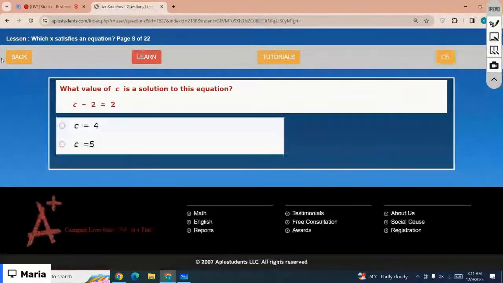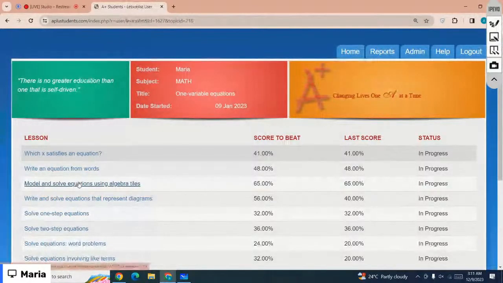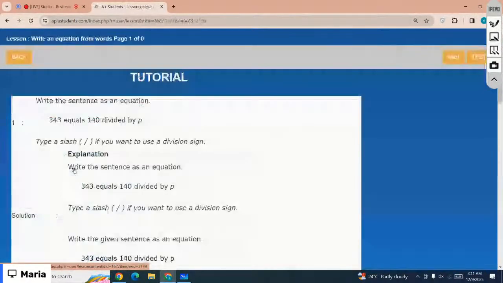And the next lesson is write an equation from words. So basically you are given the words, right? You have to write down the equation using the numbers and the equals 140 divided by P, right? So you are given the sentence, you have to write it using the mathematical operations and the numbers, right?